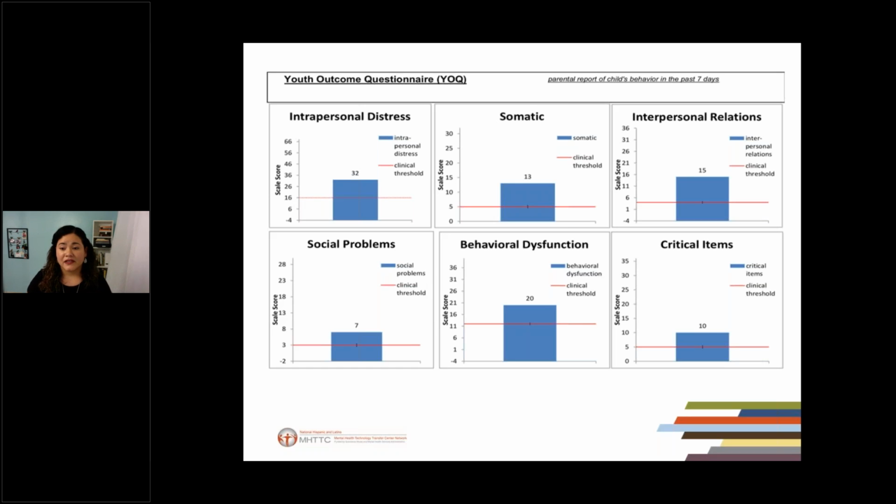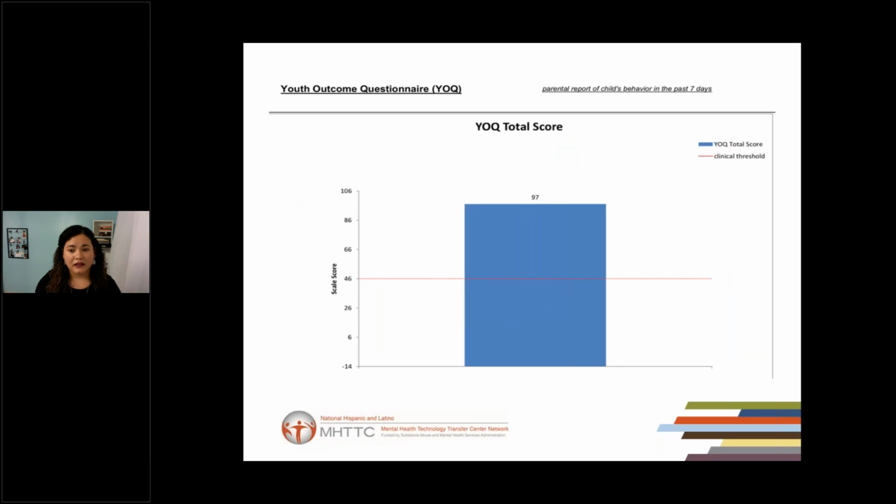Interpersonal distress: she was presenting some somatic symptoms that include headaches and stomachaches. Interpersonal relationships, she was at 15, because she moved to California and did not have new friends, so that was a little bit difficult for her. Social problems, behavioral dysfunction, and the critical outcomes were at 10. I want to provide this information because I want you to see the difference. This is the parent report, and then we're going to see if we can go to the next slide.